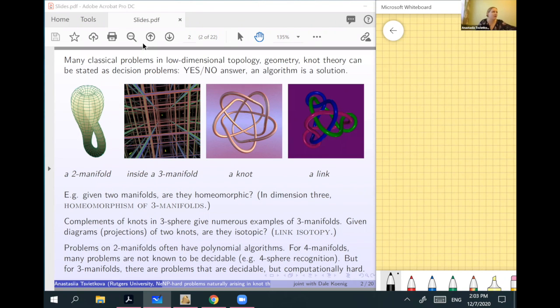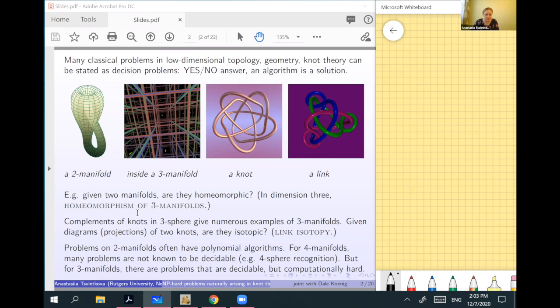And just a very basic question, say you have two manifolds. Are they homeomorphic? Yes, no. If yes, what's an algorithm? So in dimension 3, we will call this homeomorphism of three manifolds. And I will reserve capital letters for basically calling the problems.